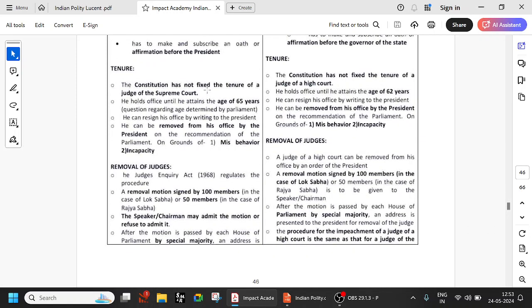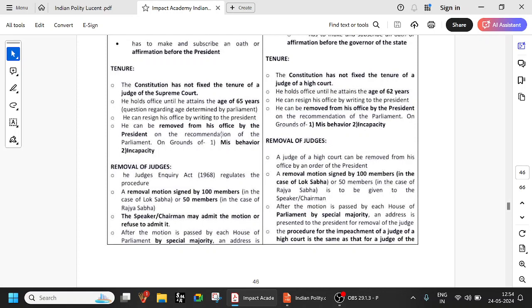So the Constitution has not fixed the tenure of a judge. There is no fixed tenure. He holds office until he attains the age of 65 years. Questions regarding age can be determined by Parliament. He can resign by writing to the President. He can be removed from his office by the President on the recommendation of the Parliament, on the grounds of misbehavior and proven incapacity.